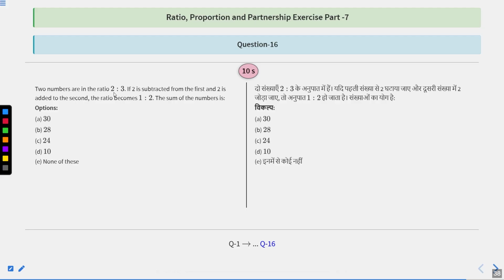Two numbers are in the ratio 2:3. If 2 is subtracted from the first and 2 is added to the second, the ratio becomes 1:2. The sum of the two numbers is? You have 5 options and 10 seconds to solve this question. Your time starts now.